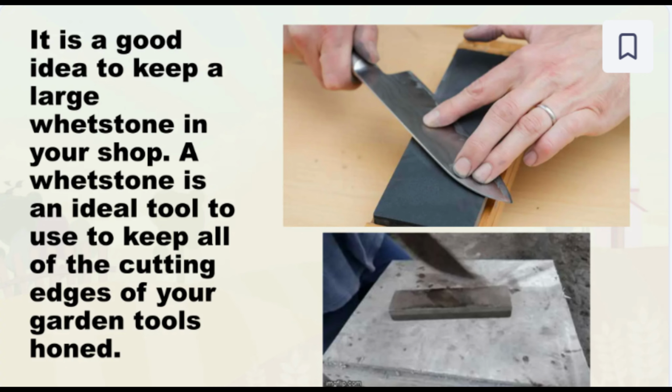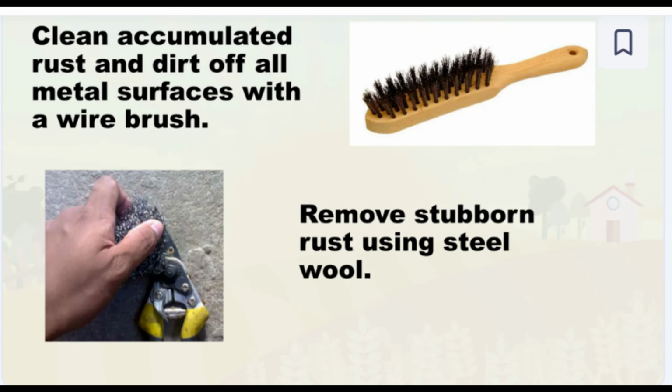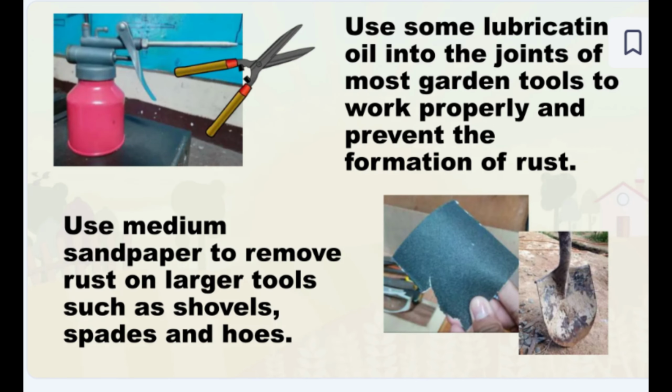It is a good idea to keep a large whetstone in your shop. A whetstone is an ideal tool to keep all of the cutting edges of your garden tools sharp. It will work well on your shovel, as well as many other common garden tools. Clean accumulated rust and dirt off all metal surfaces with a wire brush. To remove the rust, you will need fine steel wool, an old toothbrush, and some lightweight lubricating oil.